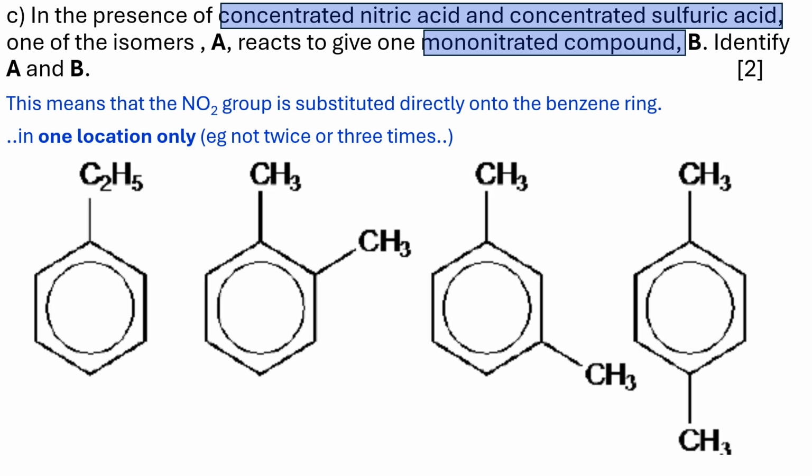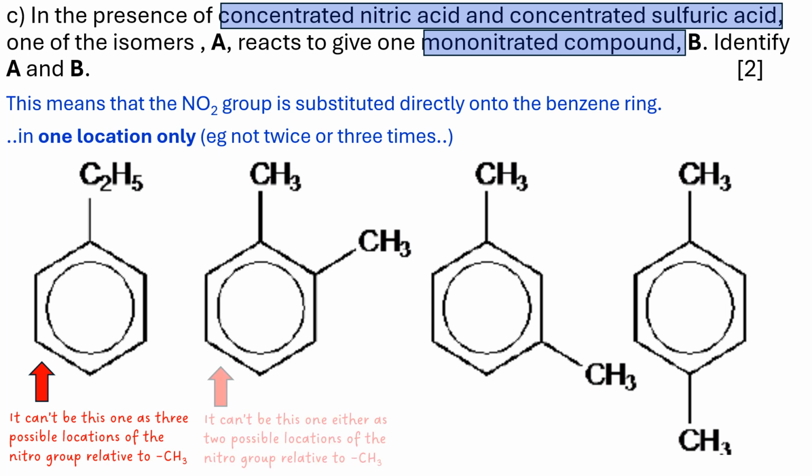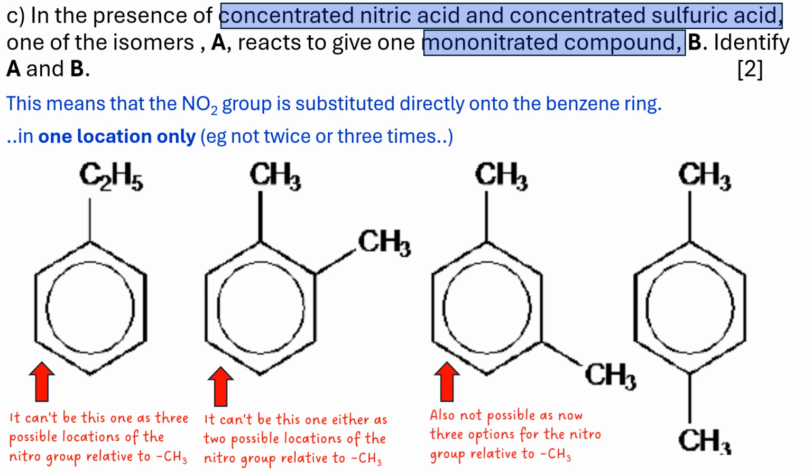So having a look at our different options, so we're going to try and make a mononitrated compound, but it says only one. So therefore, we've got to be a bit careful. So it can't be ethyl benzene because there's actually 3 possible locations of the nitro group relative to the CH3. I'll go through them in a moment. For the same reason, it can't be 1,2-dimethyl benzene, and it also can't be 1,3-dimethyl benzene.